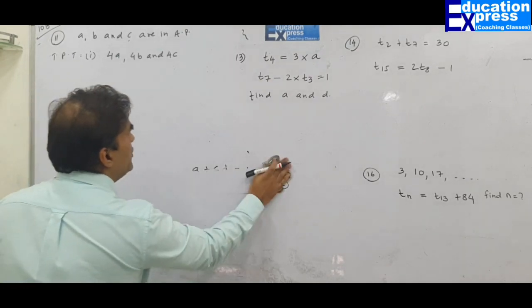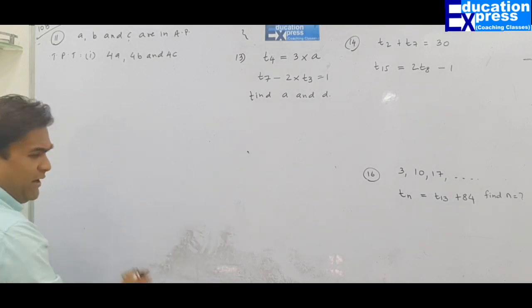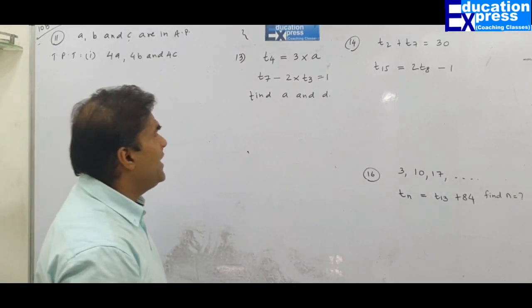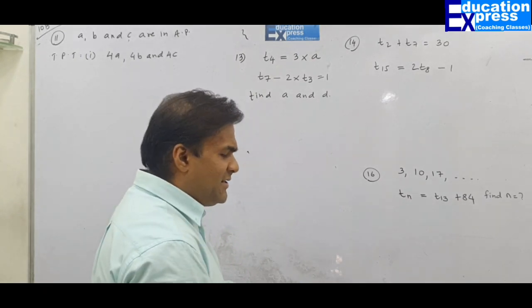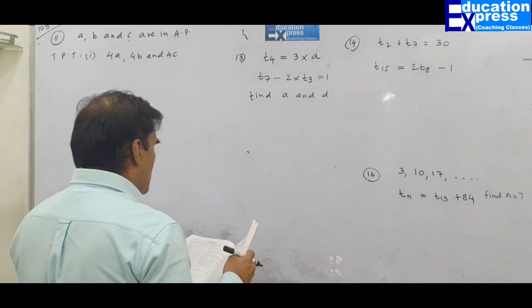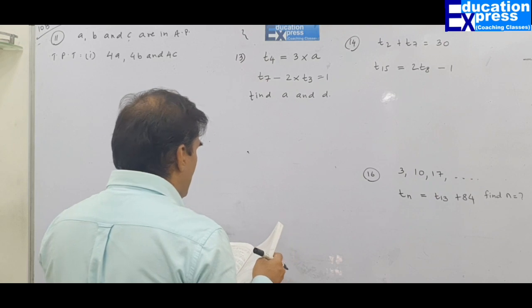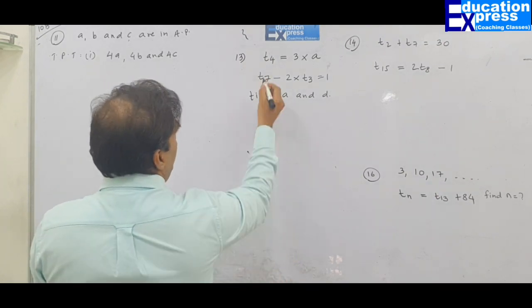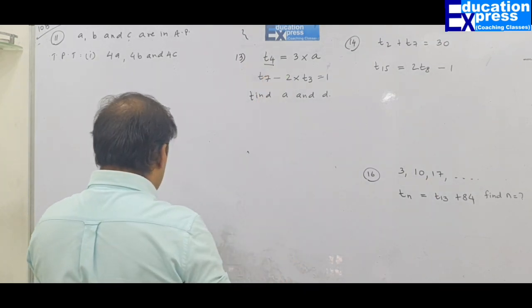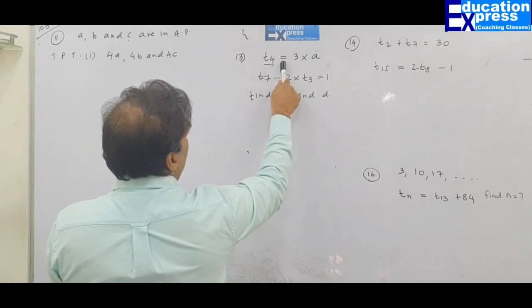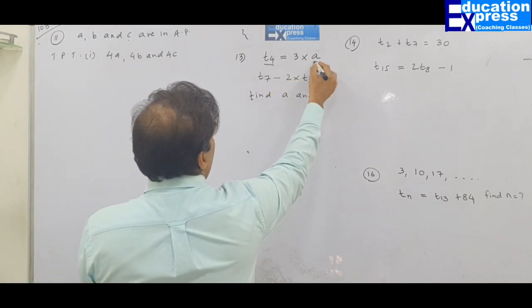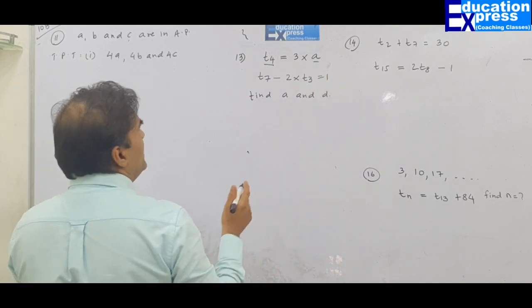Look at question number 13. I am reading from the textbook for your understanding of what is mentioned in the question. Question number 13: the fourth term of an AP is 3 times its first term. First term is always a. So that is the first equation.